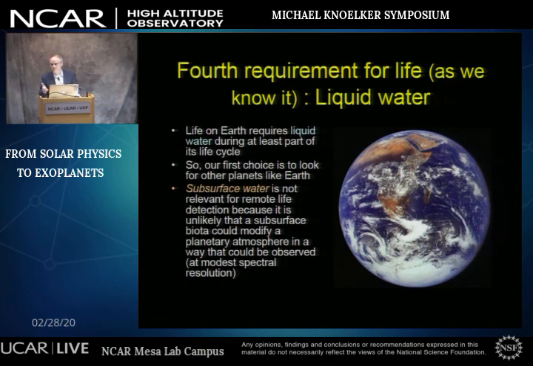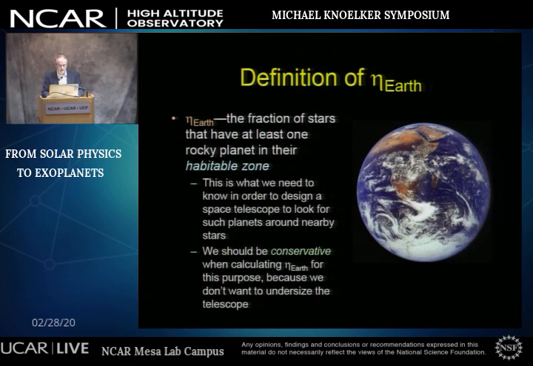As Eric already said previously, you need life to be present at the surface so that it can modify the atmosphere in a way that can be detected at modest spectral resolution. And that's the rationale for surface liquid water. Right? And this leads to a definition of a parameter that the exoplanet astronomers use. It's called eta sub Earth. It's the fraction of stars that have at least one rocky planet in their habitable zone.